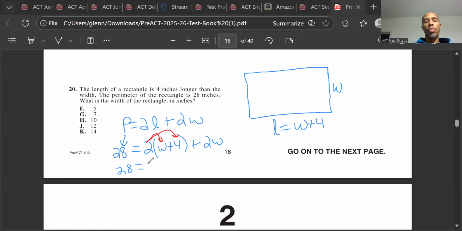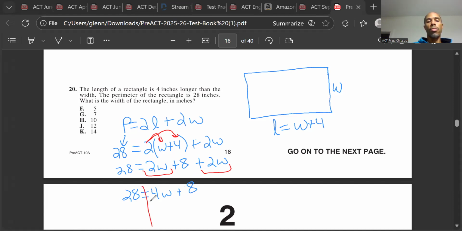We have 2 times W is 2W plus 2 times 4 is 8 plus another 2W. Now we're going to combine our like terms, which are what? 2W and 2W, which is 4W. So we're going to come down. We have 28 is equal to what? 4W plus 8. And now we're going to solve a two-step equation, right?